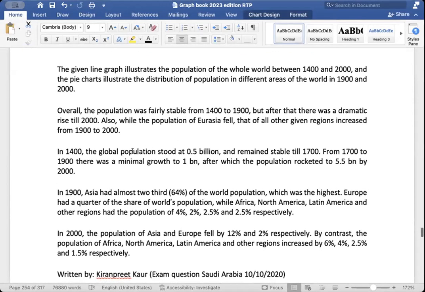Now, in 1400, the global population stood at 0.5 billion and remained stable till 1700. From 1700 to 1900, there was a minimal growth of 1 billion, after which the population rocketed to 5.5 billion by 2000.